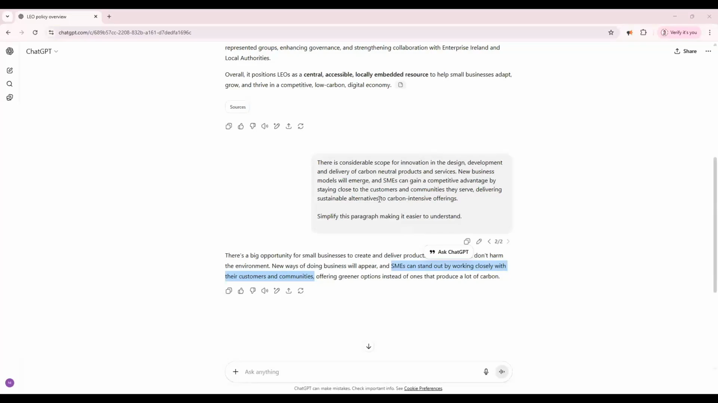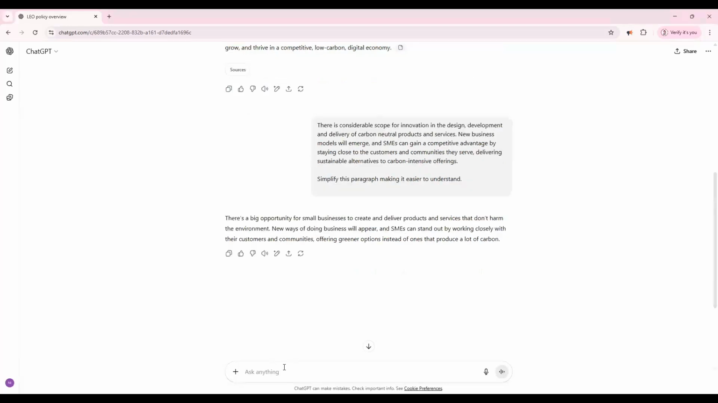Also, instead of saying sustainable alternatives, delivering sustainable alternatives, they've said here offering greener options instead of ones that produce a lot of carbon. So carbon intensive offerings are essentially options that produce a lot of carbon. So it's just really simplifying things for us. Okay.